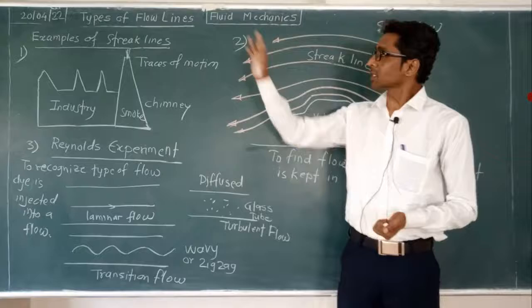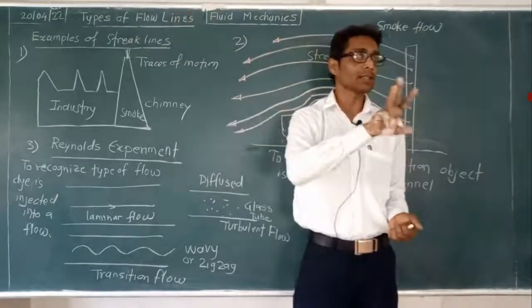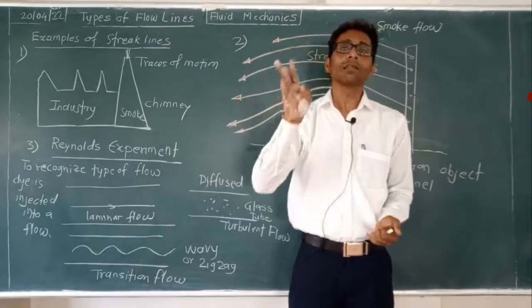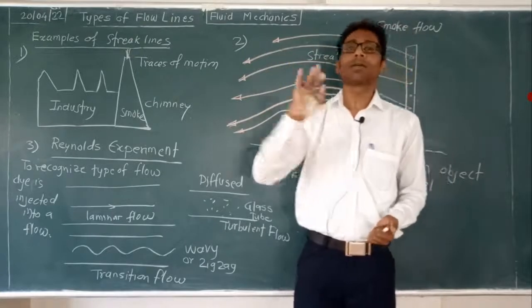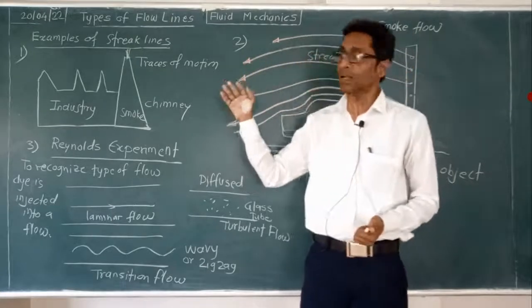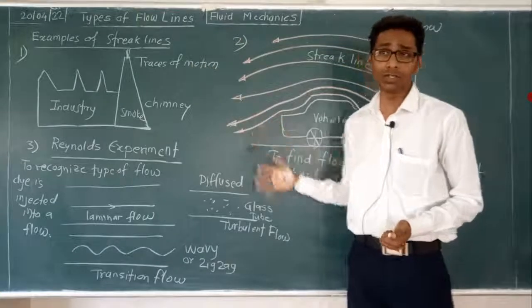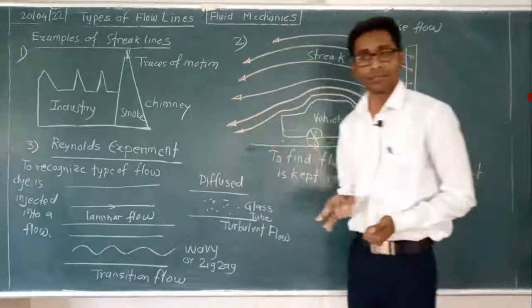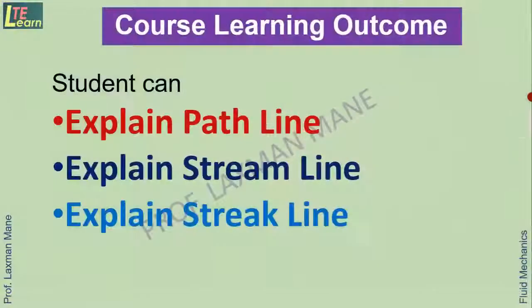So in today's session, on types of flow lines, we have seen three types of lines. First is a path line, second is a streamline, third is a streak line. We have taken mathematical treatment for the streamline, and industrial applications and uses for the streak line. So at the end of this session, you can explain path line, streamline and streak line.